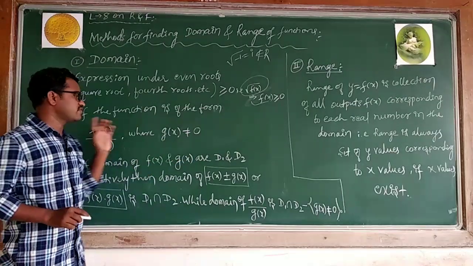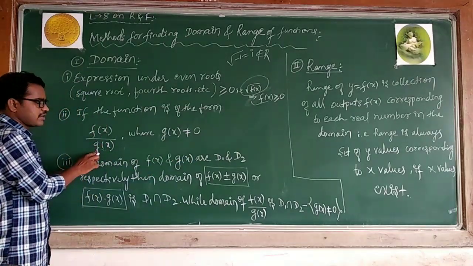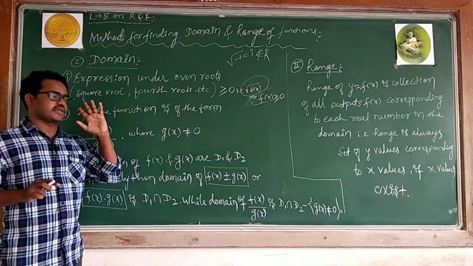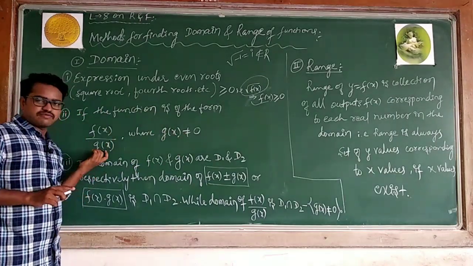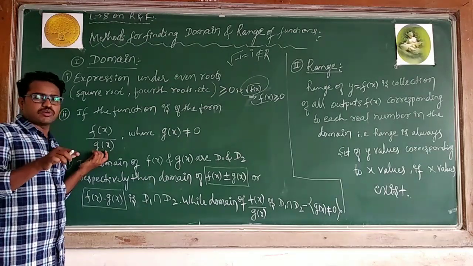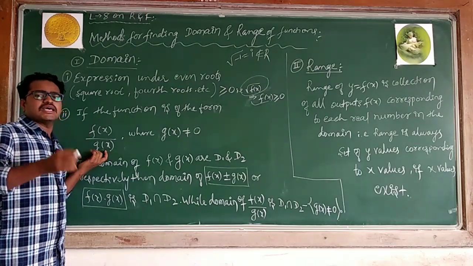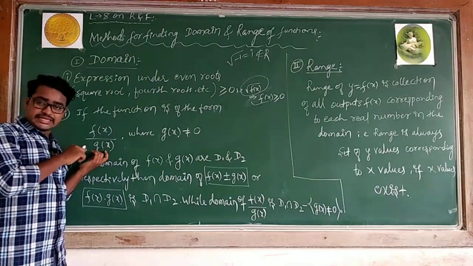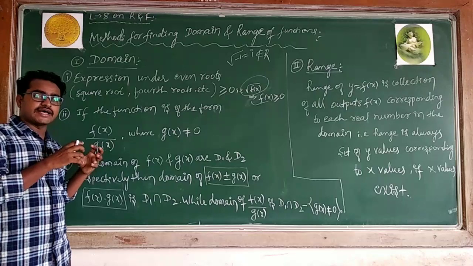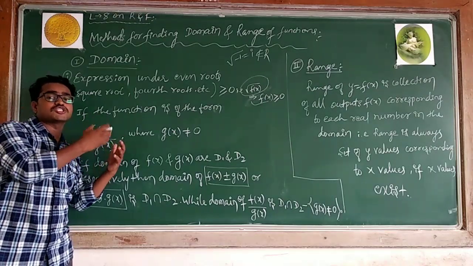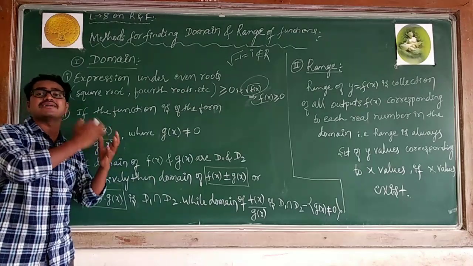The condition is: whenever the function is of the form f of x divided by g of x, the denominator should not be equal to 0. If any such function becomes 0, you have to avoid it. If you want to find the domain, you can take any real number except one number, that is 0. If the denominator's corresponding value is giving 0, you have to avoid that value.